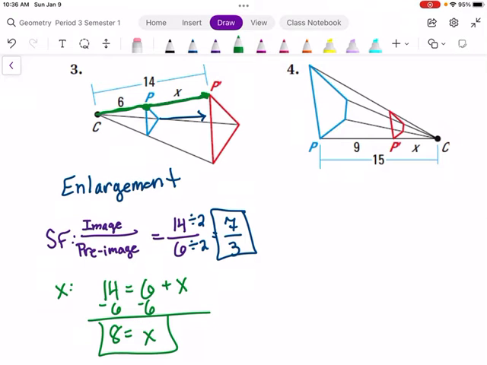And there you are. So why don't you pause the video, try number 4 and 5, and then once you have those answers, press play to check your answers.